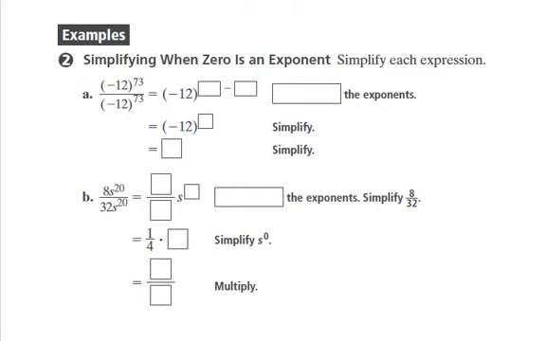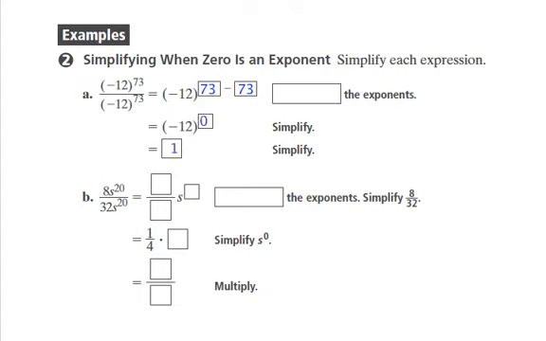Simplifying when 0 is an exponent. Simplify each expression. Negative 12 to the 73rd power divided by negative 12 to the 73rd power. Well, we can use our rules for exponents and have negative 12 to the 73rd minus 73rd, which is negative 12 to the 0, which equals 1.